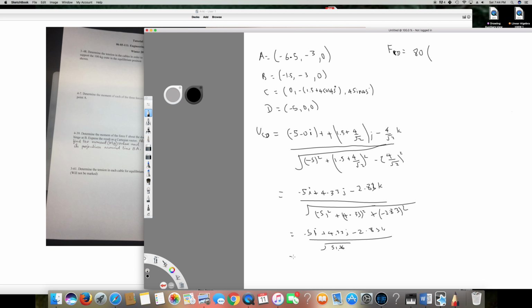So first, to calculate this, divide each of these numbers. Let's calculate the square root of 51.76. It is equal to 7.2. So negative 5i over 7.2 plus 4.33 over 7.2 j minus 2.83 over 7.2 k. So these are my three vectors.